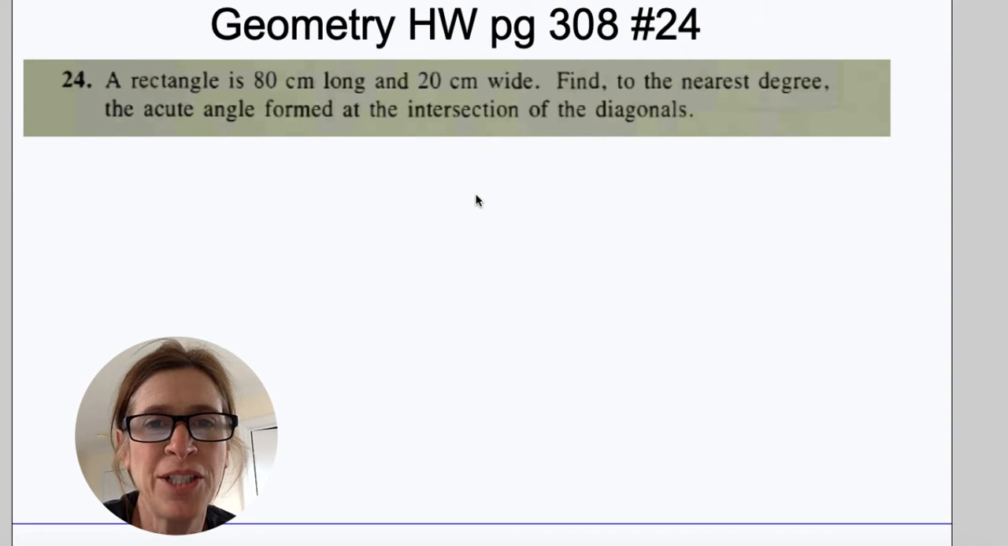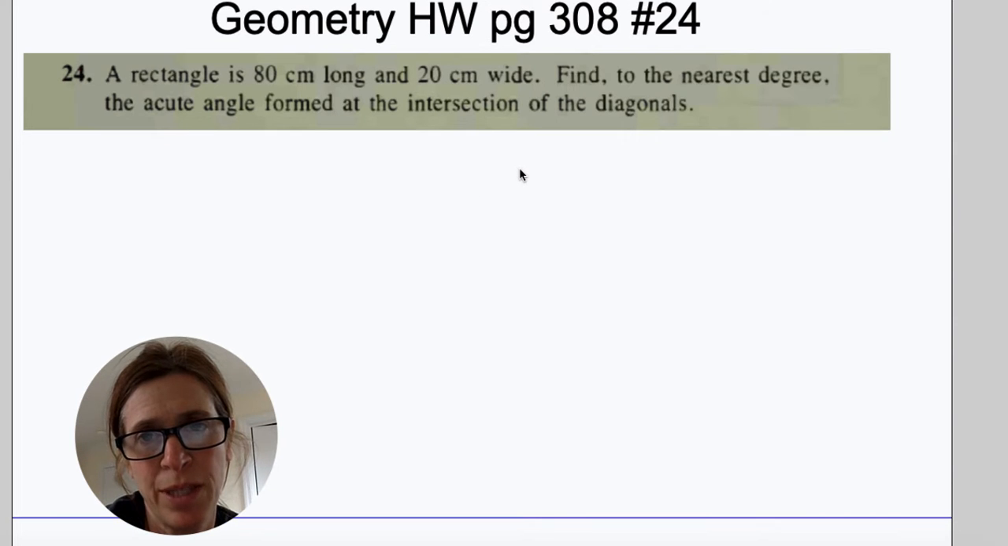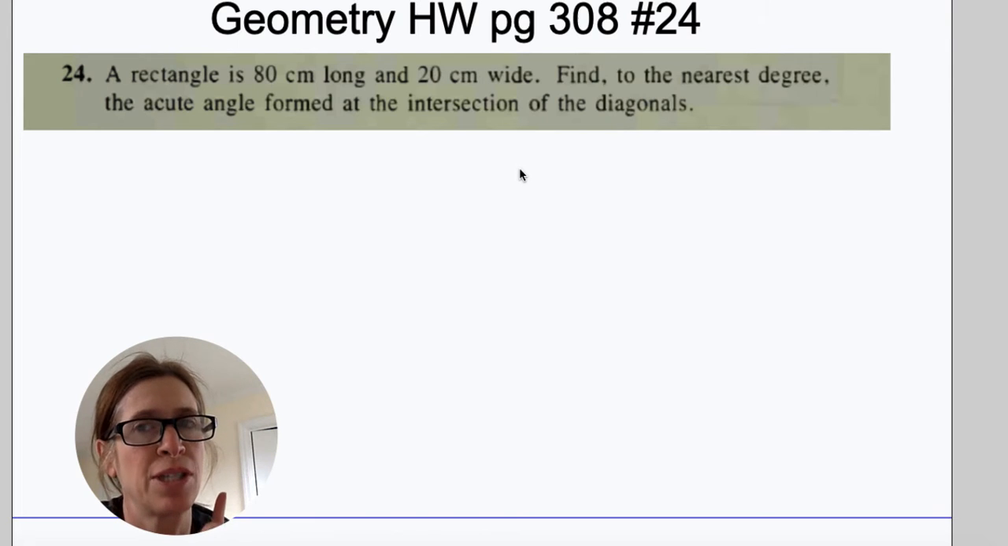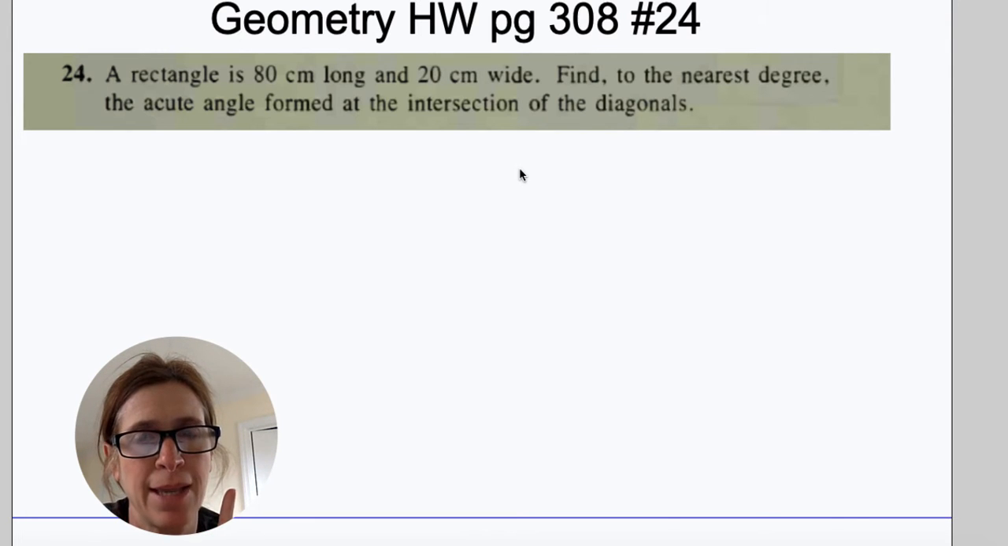Hi everyone. I want to give you a few hints on question page 308, number 24, and then I'll go into an explanation on it. If you're having trouble with it, it's likely that you're just unsure of exactly what they're asking.